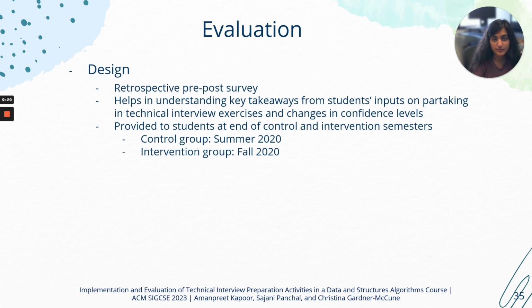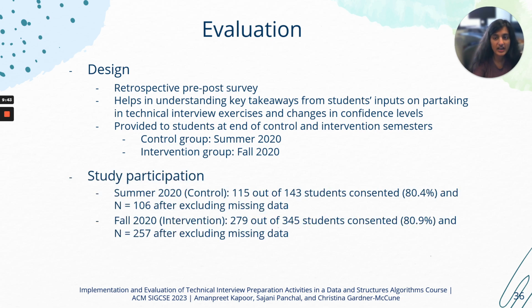We compared data from 2 groups, one before the intervention was introduced, also called the control group. This data was collected in summer 2020. Our intervention group data was collected in fall 2020. Our study participants included 106 undergraduate students as part of the control group and 257 undergraduate students as part of the intervention group who consented and completed our survey.